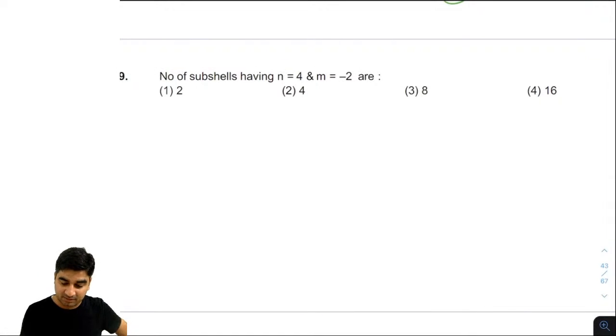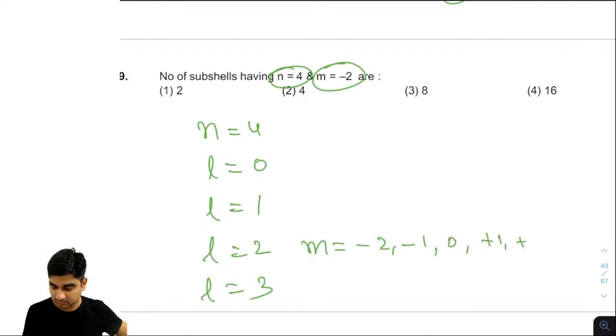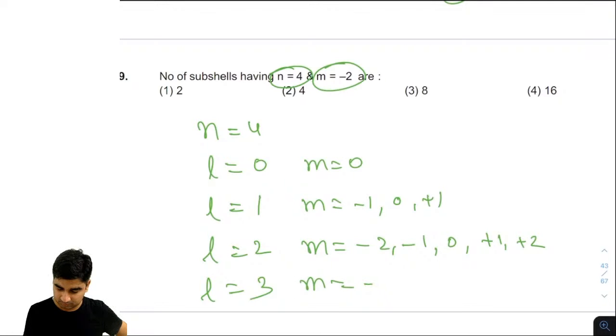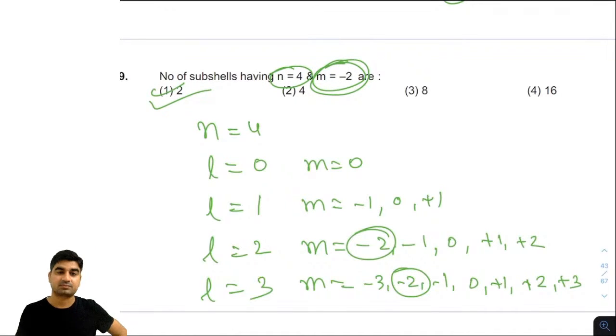Number of subshells having n equal to 4 and m equal to -2. So when n is equal to 4, the value of l can be 0, 1, 2, 3. It cannot be 0 and 1, as m can be -2 only for l equal to 2 and 3. I think this is a very easy problem. So the answer is simple. m is -2, so this and this. So there are only 2. Yes, guys, I hope you got your answer now. Got it? So JEE Main again.